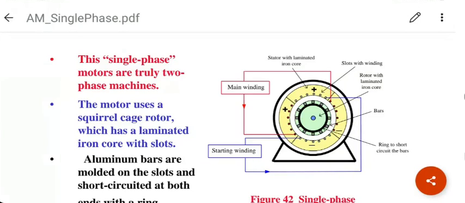And most of the time in single phase motors, because speed is not very large, we use a squirrel cage construction. That means aluminum bars short circuited on both sides using aluminum rings. Now, the theory says that if you have a stationary flux, it can be conceptually thought of as the superposition of two oppositely rotating fluxes.